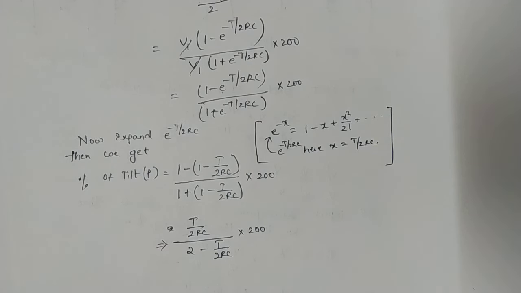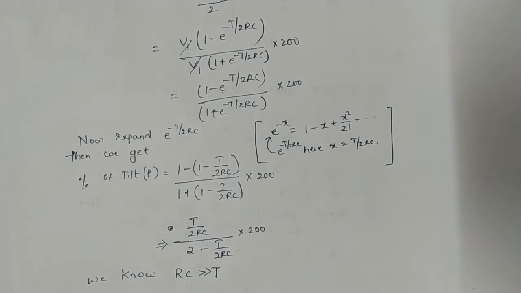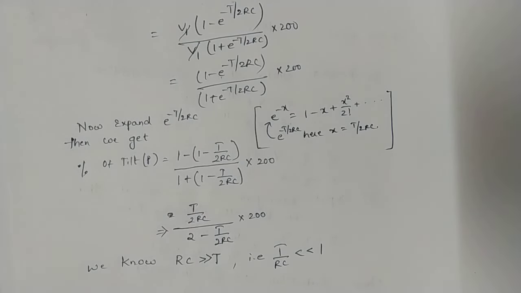But we know that under steady state condition, RC is far greater than T. We understood this in the beginning. That means T by RC is far less than 1. You understand this one? The term T by RC is very small compared to unity, a very small value less than 1. So we can neglect that term.